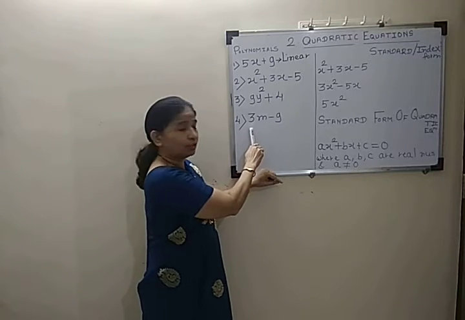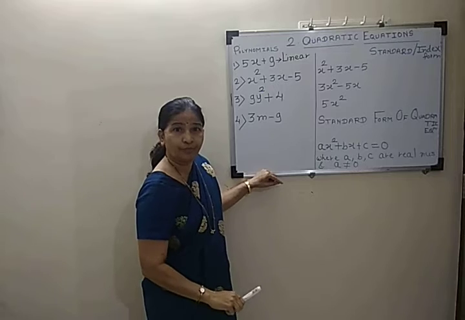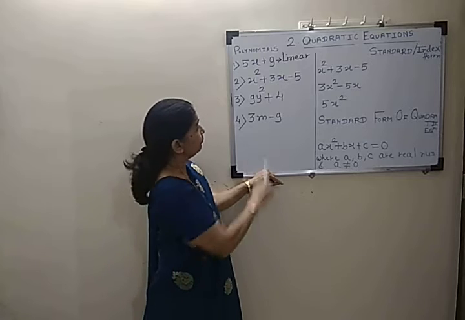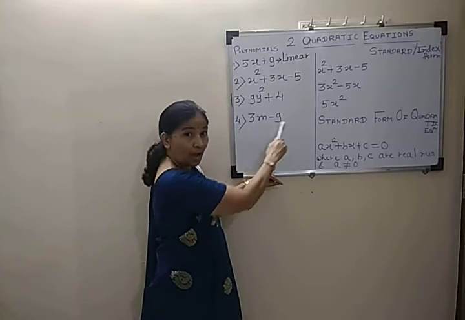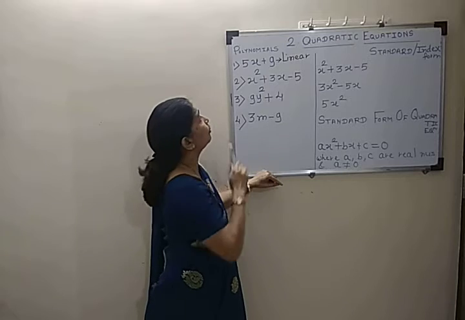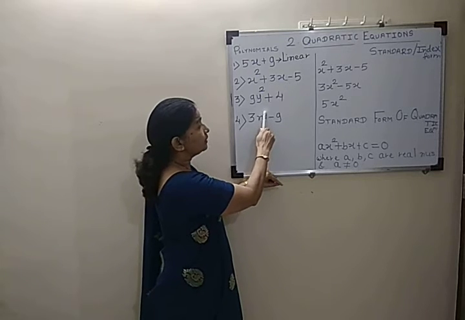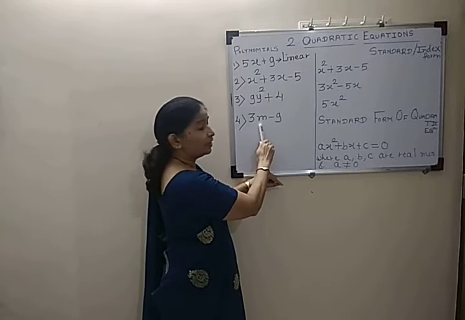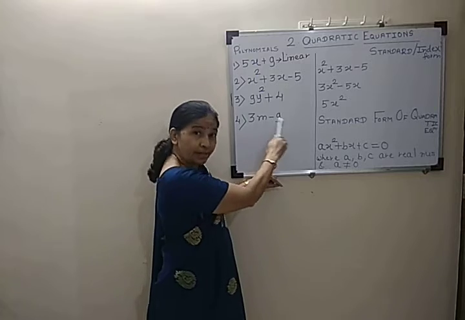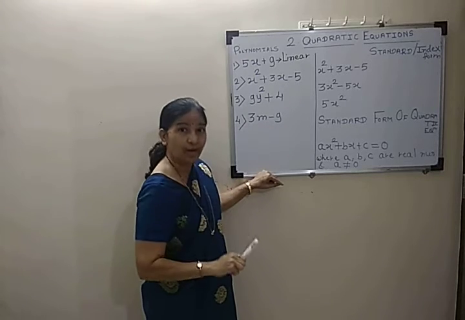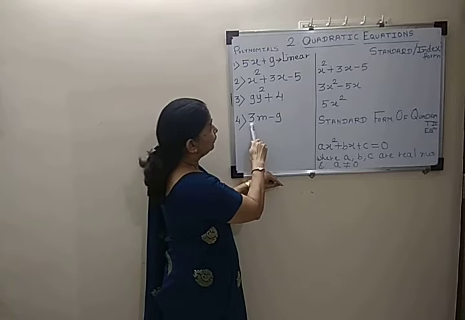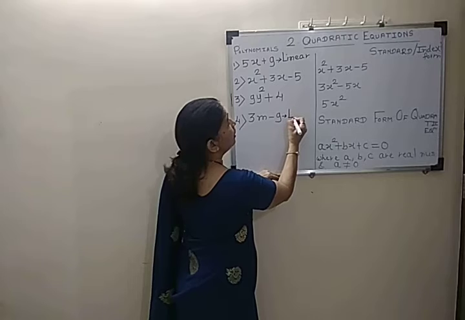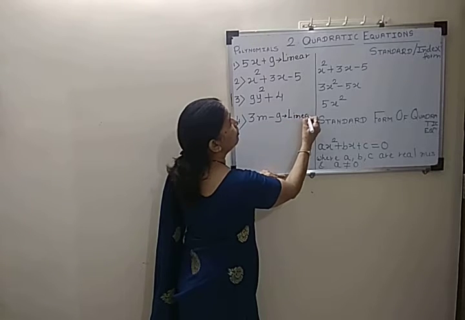Observe this also, 3m minus 9. Here, this polynomial also has degree, meaning highest index, equal to 1. So, this one also I will call a linear polynomial.